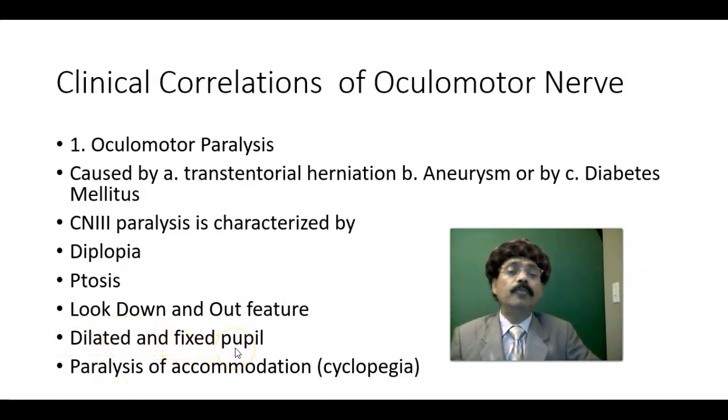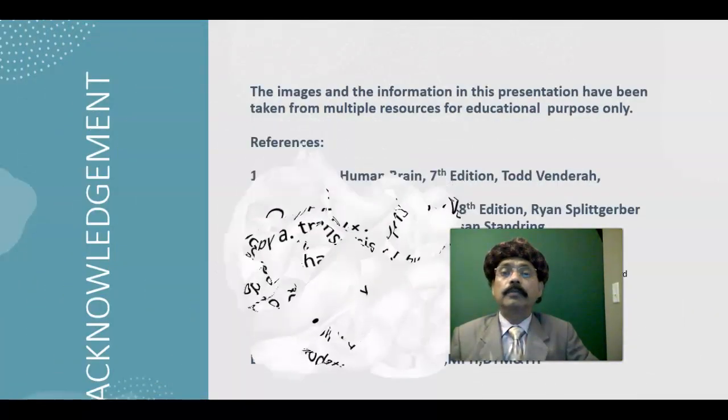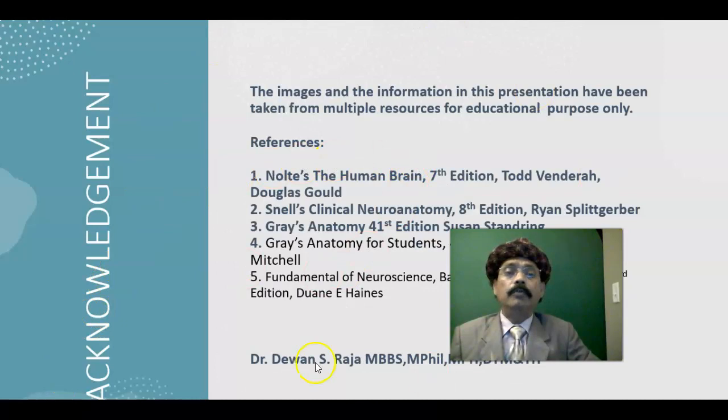That may happen because sphincter pupillae is not working, because the third nerve is not carrying the fiber from the Edinger-Westphal nucleus. In certain situations, there is paralysis of accommodation, we call it cycloplegia. Okay, plegia. Cycloplegia. So, that's all about cranial nerve number 3, the oculomotor nerve.